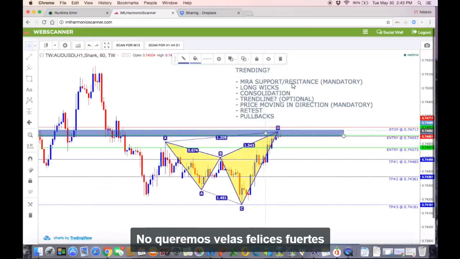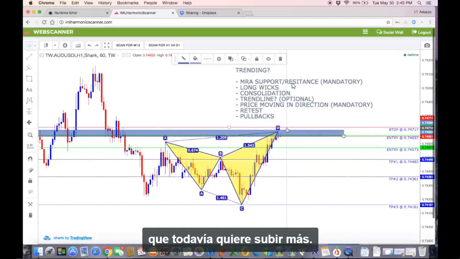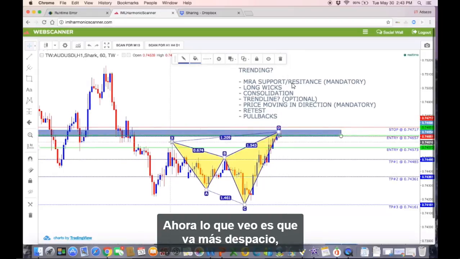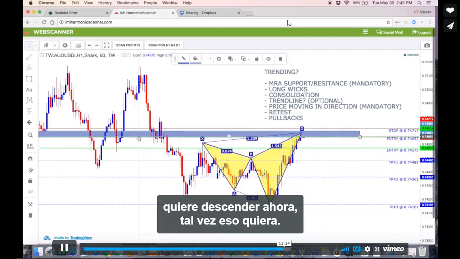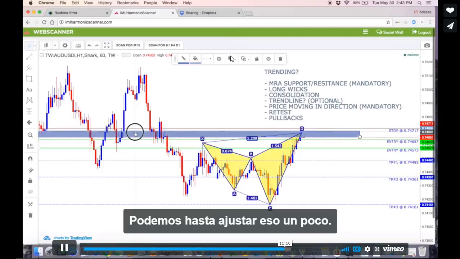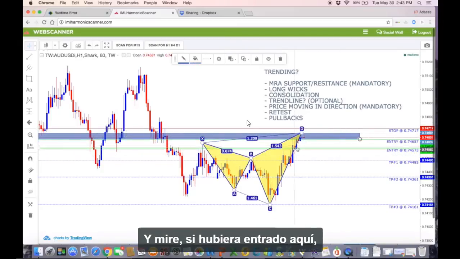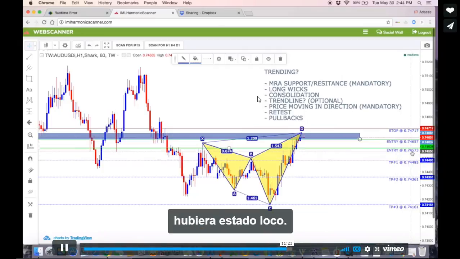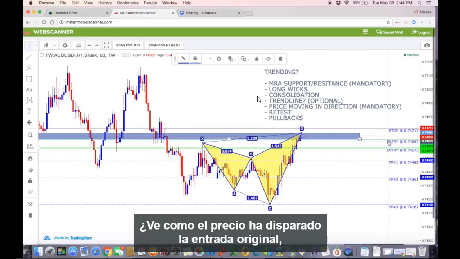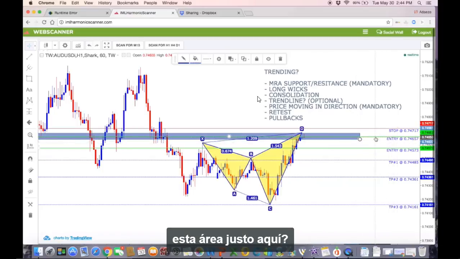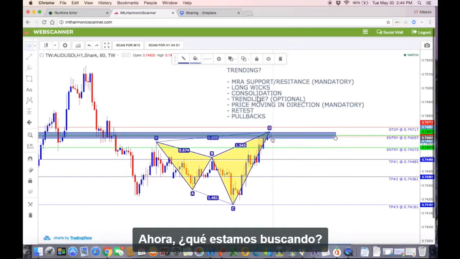We don't want to see strong, happy candles pushing to the upside because that means it still wants to go up more. Right now, what I'm seeing is it's slowing down. Maybe it wants to go down now. Maybe it does. We can even adjust this thing a little bit. Nonetheless, we are in the zone. And look, guys, if you would have entered here, you'd have been mad. Do you see how price has overshot the original entry, this area right here? Do you see that?